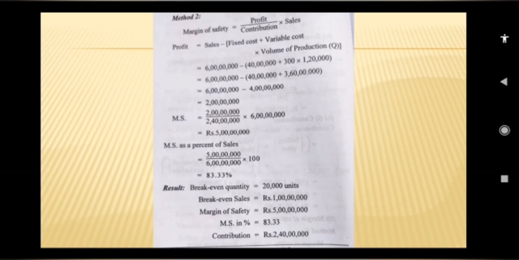The margin of safety percentage of sales is 5 crores divided by 6 crores into 100, which is 83.33%. So also write the results: break even quantity 20,000 units, break even sales 1 crore, margin of safety 5 crores, margin of safety in percentage 83.33.